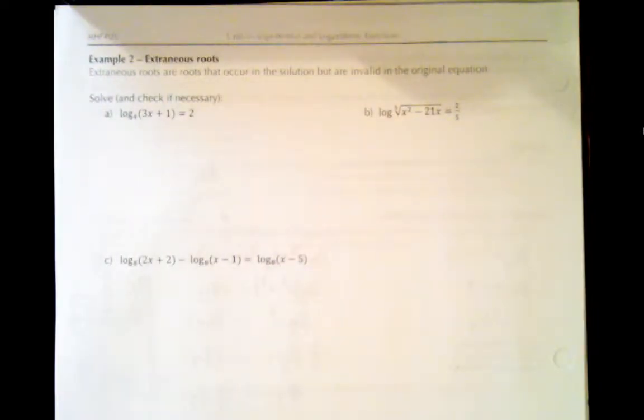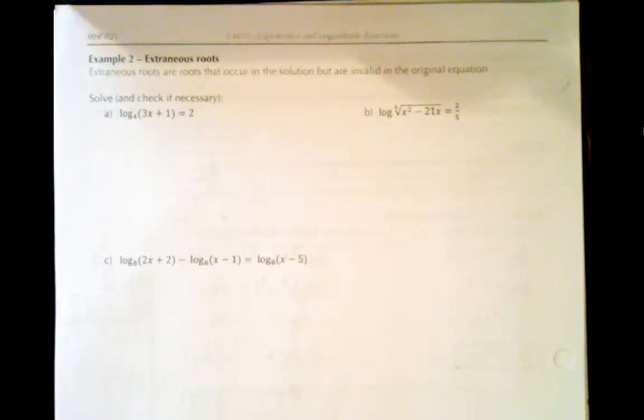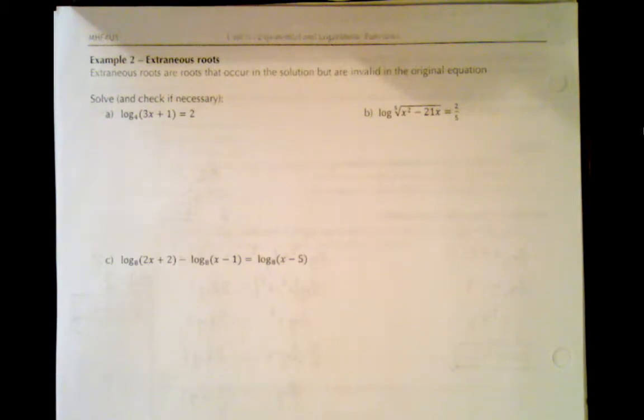Okay, this is part 3. In the first video I said there's only 2 parts. I lied, there are 3 parts. This video is solving more complicated log equations and then checking for extraneous roots.